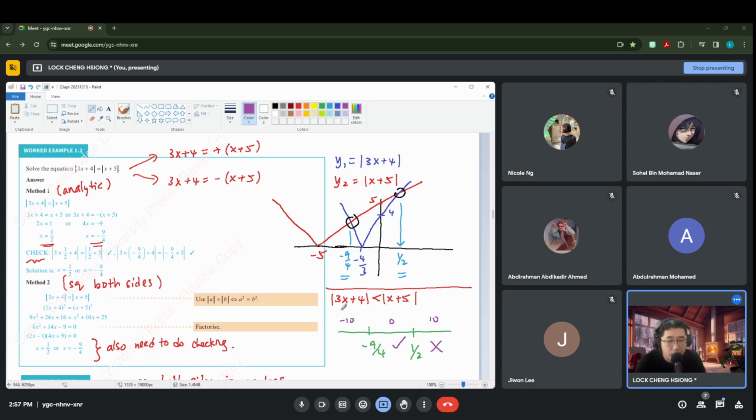Negative 10, I put it inside. Negative 30 plus 4, negative 26. With the modulus, it becomes 26. Then after that, negative 10 plus 5, I have minus 5. Modulus, I have 5. Is 5 greater than 26? No, of course it's not. So I give it a cross. Therefore, my answer is negative 9 over 4 less than x less than 1 over 2.